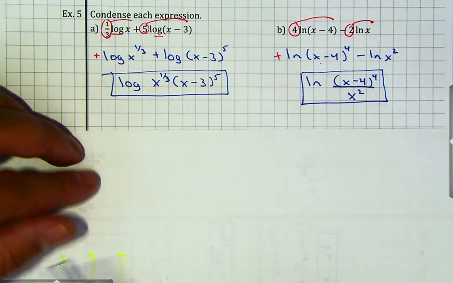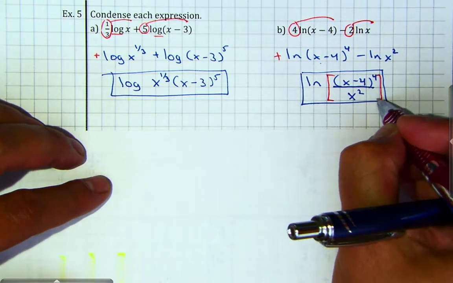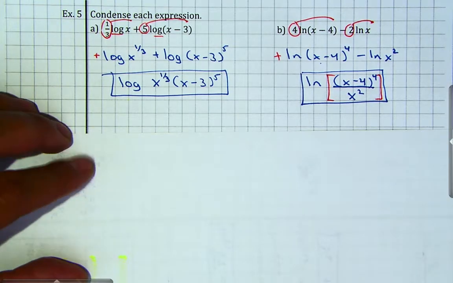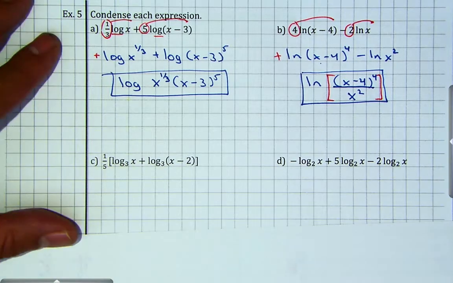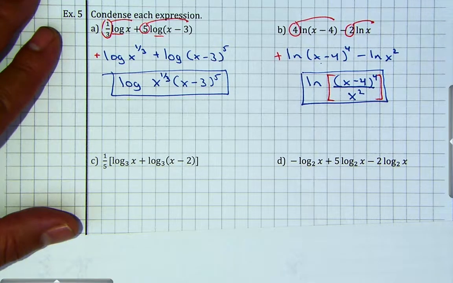Many times you will see brackets in here, just to indicate that both expressions are together. So try letters C and D. See what you get, and then we can compare our answers. Go and pause it.